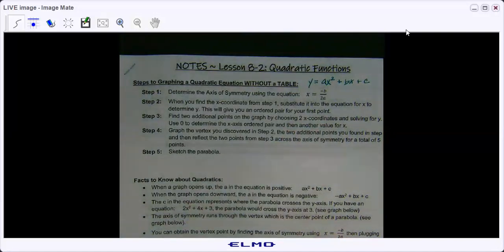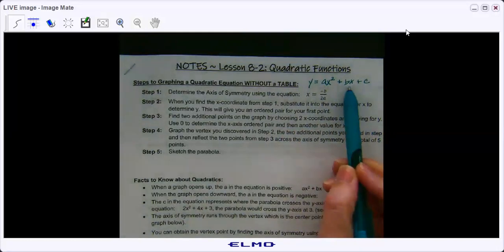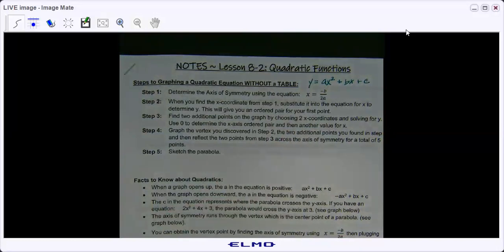Well, in this case, we have a full quadratic equation, including our bx, and we do not know where that vertex is. It could be anywhere on the graph. And so what we do is we use a formula called the axis of symmetry formula, where we can find our x of the vertex, then plug that x into the equation to find the y of the vertex. Once we have that vertex, we choose 1 point on either side of it to form a parabola.